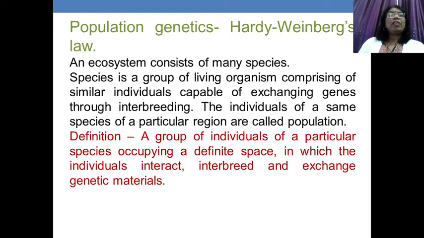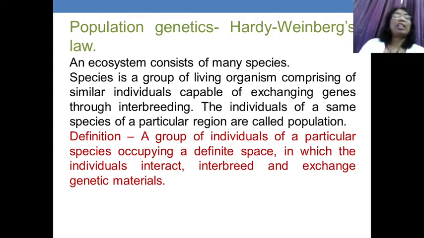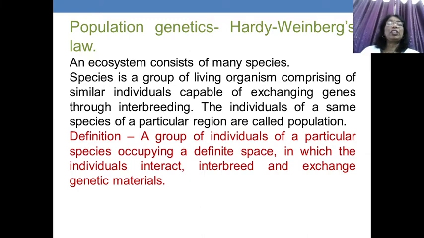Dear students, the question arises, what is meant by population genetics, and then we will turn towards the Hardy-Weinberg law. All of you know that when we consider the term ecosystem, it consists of many species, and a species is a group of living organisms comprising similar individuals, and these individuals are capable of exchanging genes through interbreeding. The individuals of the same species of a particular region are termed as a population.